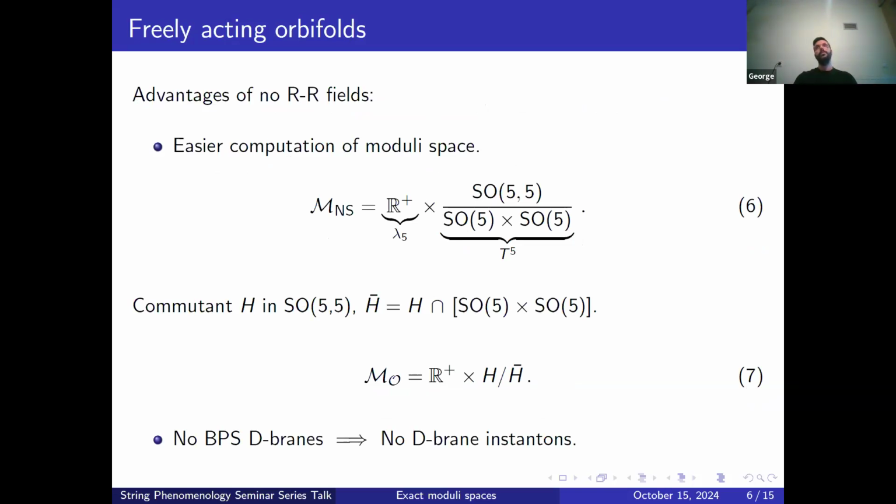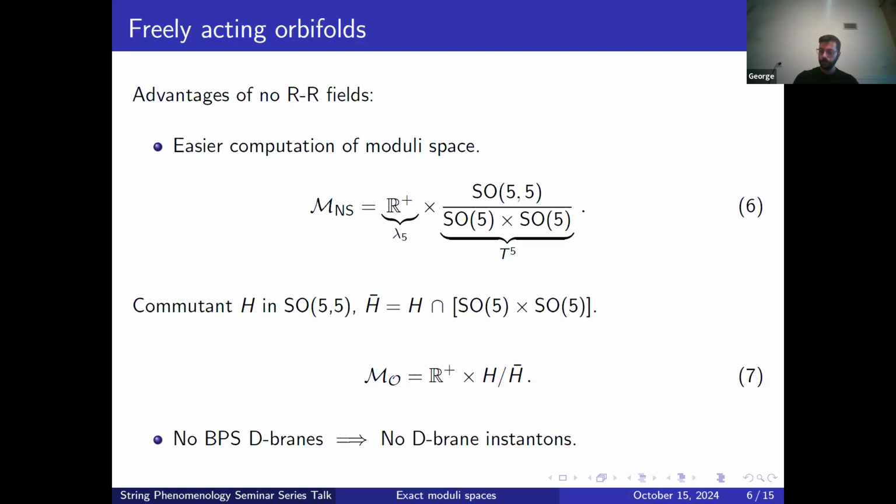This is because if you first think of type 2 string theory compactified on a 5-torus and neglect the Ramond scalars, then there are only 26 scalars that come from the NS-NS sector. One of these is the dilaton, which parameterizes, in terms of the string coupling, the positive real line, this R plus factor. The rest, 25 scalars, are the moduli of the 5-torus, and this parameterizes the coset SO(5,5) over SO(5) times SO(5). And of course, SO(5,5) is the T-duality group associated with the 5-torus.